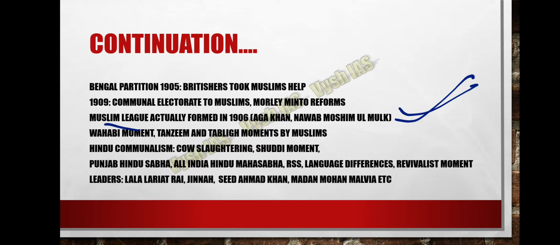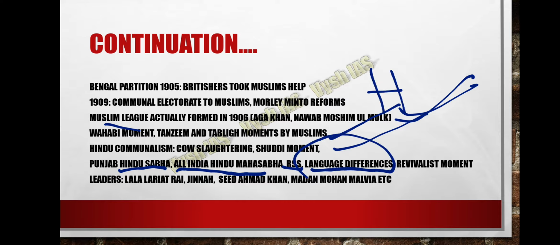The Muslims started participating in several movements like the Wahhabi movement, Tanzim movement, and Tabligh movement. These are actually against Hindu ideologies. And even Hindus have certain kinds of communalism. We can see the Hindu form of communalism in cow slaughter, the Shuddhi movement and all. Hindus started the Punjab Hindu Sabha, the All India Hindu Mahasabha, and the RSS. And language differences started prevailing, like Hindi being the language preferred by Hindus, and Urdu being the language preferred by Muslims. So the language differences started too.